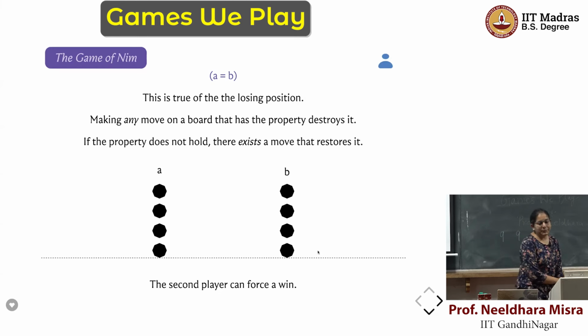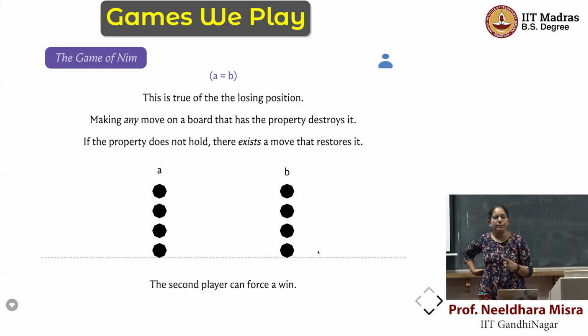Okay, these are two things that are important about this property that both heaps have the same size. One thing is that no matter what move you make, if both heaps have the same size to begin with, they will no longer have the same size after your move is made. So if the property was true, the property that two heaps are equal, after a move is made, it is not true anymore.